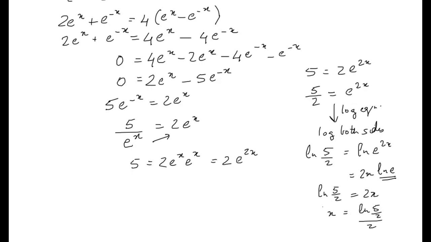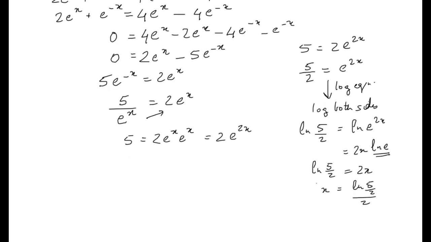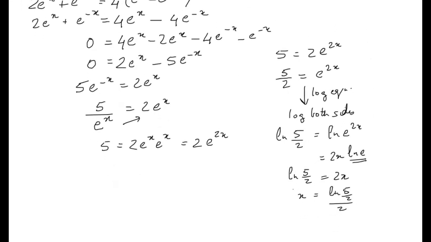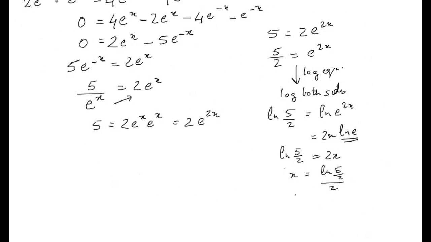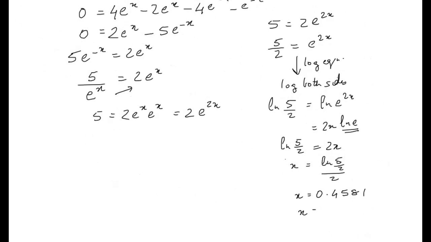Now, since they've asked for the answer in, what was it? 2 decimal places, I'm going to put it into my calculator. And let's see. So that is log of 5 by 2 divided by 2. I get 0.4581, to 2 decimal places that would be 0.46.